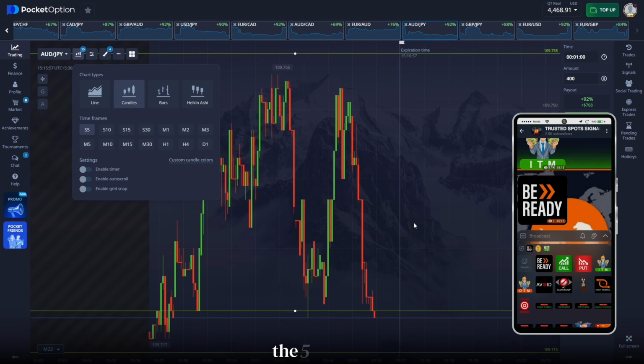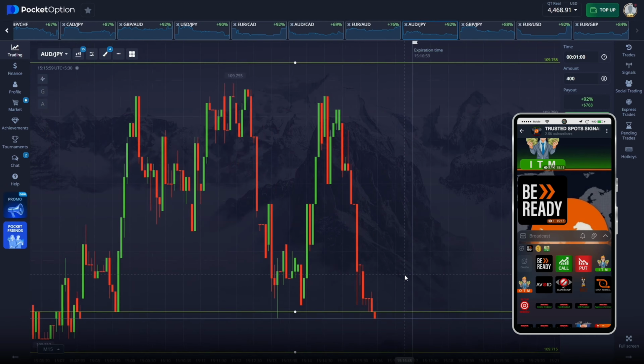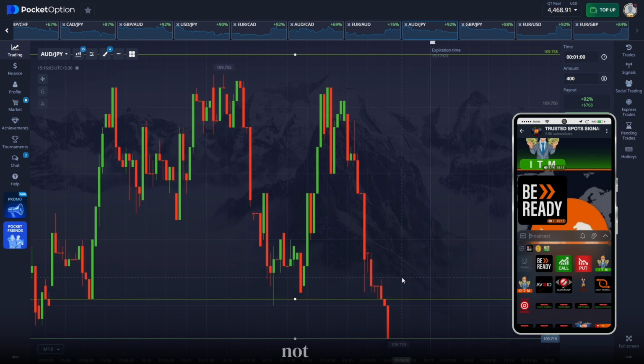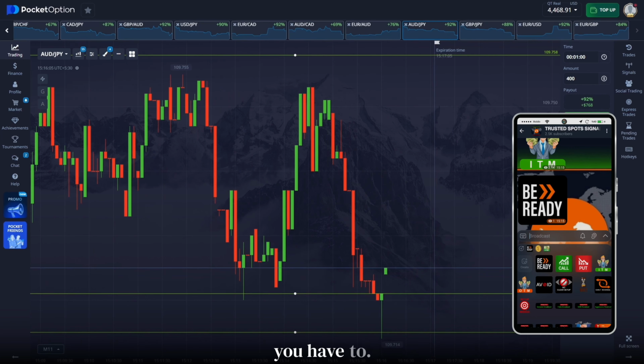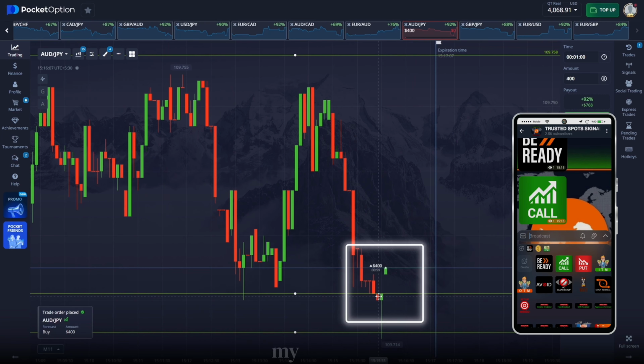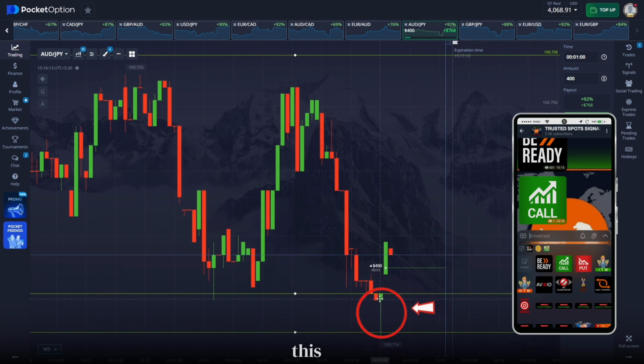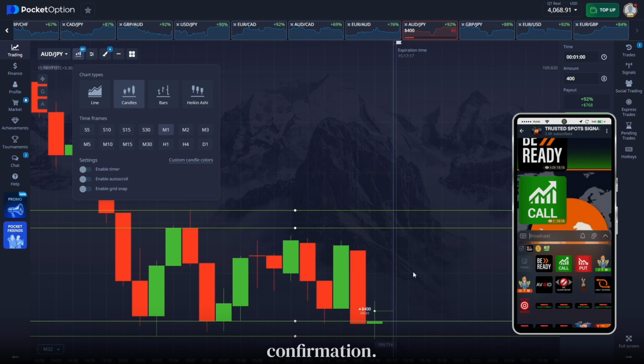Let's open the 5-second chart. We need strong candlestick confirmation. Now this particular strategy is not 100%. You have to, yes, that's the confirmation. Okay, my entry is a little bit wrong. The entry needs to be at this exact level. This is a hammer confirmation, a solid reversal confirmation.